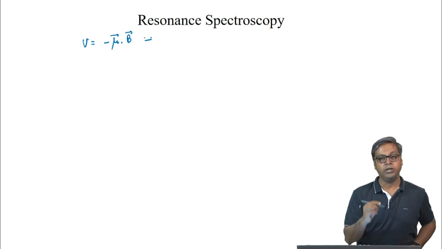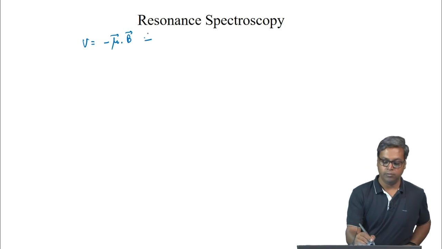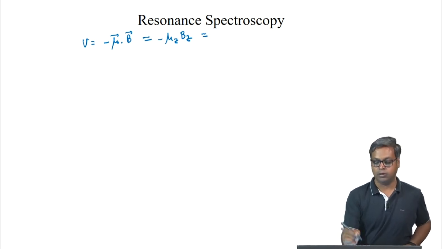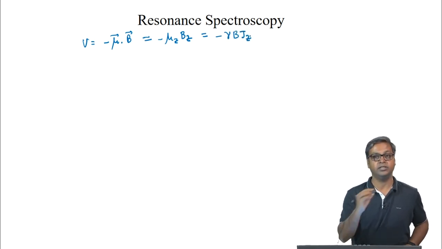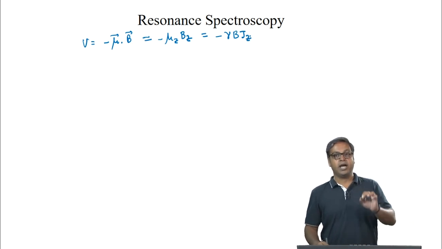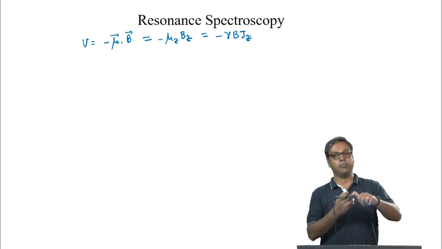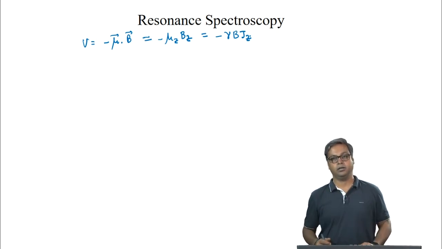And because B is in the z direction or along the z axis, we can write this as minus mu z B z. Or again further, we can write this as minus gamma B J z, where J represents an angular momentum vector. So, it can be either the spin angular momentum S or the nuclear angular momentum, that is I.